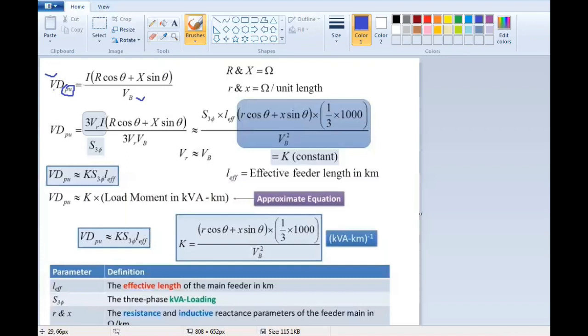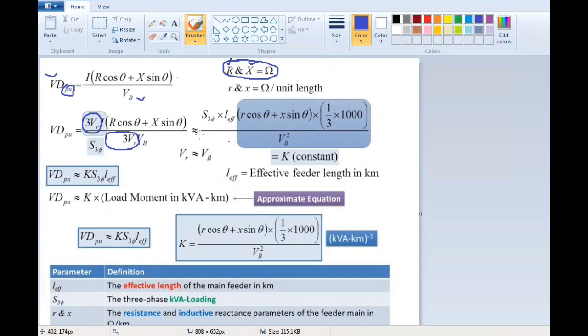So voltage drop in per unit equals I into (r cos theta plus x sin theta) by base voltage. Here r and x are in ohms: r is the resistance of the entire feeder and x is the reactance of the entire feeder. Now Vd per unit equals, you multiply and divide by 3 Vr, so 3 Vr times I into (r cos theta plus x sin theta). You multiply 3 Vr in the numerator and 3 Vr in the denominator, so you will get the same result.